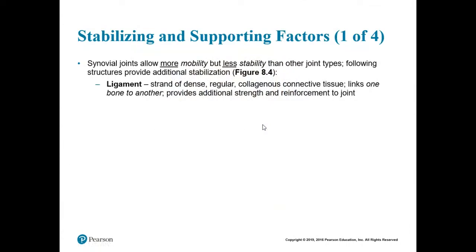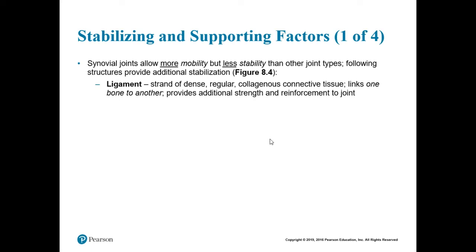Okay, so another stabilizing structure to joints is a ligament. All joints have an extensive network of ligaments that are essentially stabilizing the bones and keeping the bones together. So ligaments are also dense, regular, connective, collagenous tissue, but in their ligament form, they're going to connect bone to bone. So they connect bone to bone.